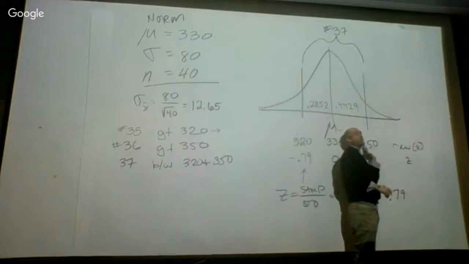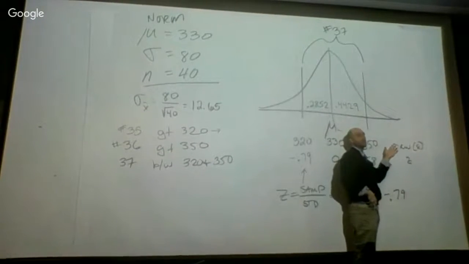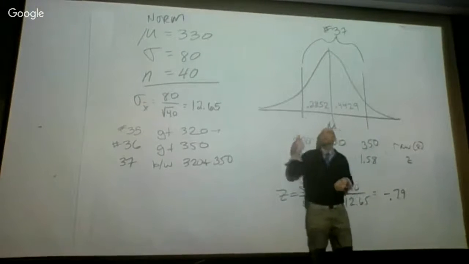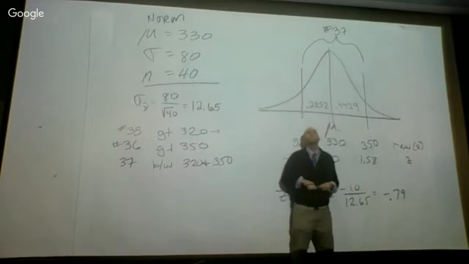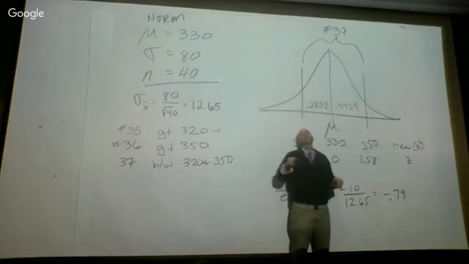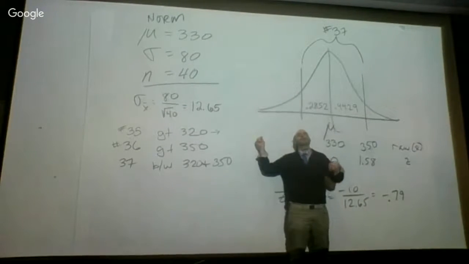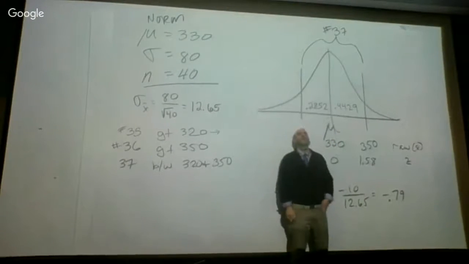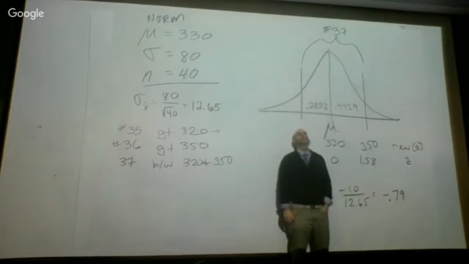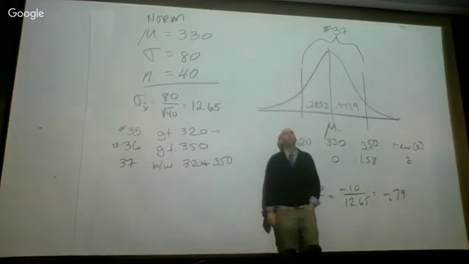So in this case, we're going to have to find a tail. We're going to take 0.5 and subtract. In this case, we're going to take 0.5 and add. How do we get between 320 and 350? Yep, we're going to add those two together.